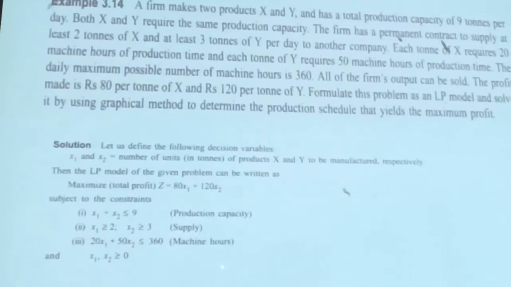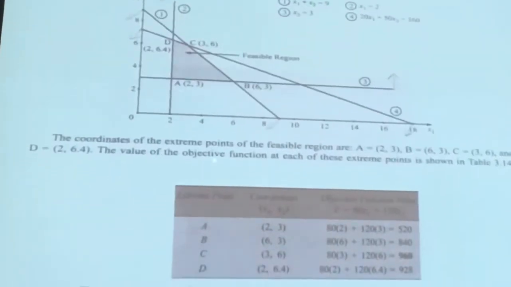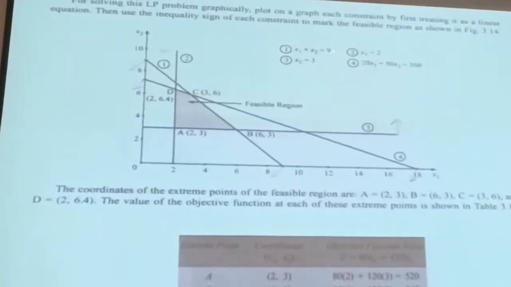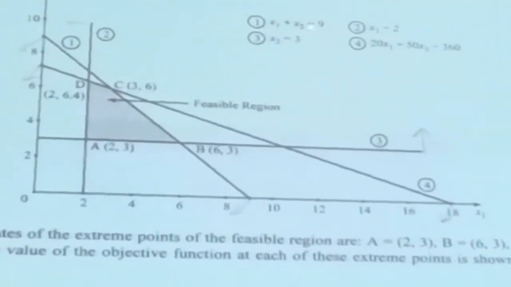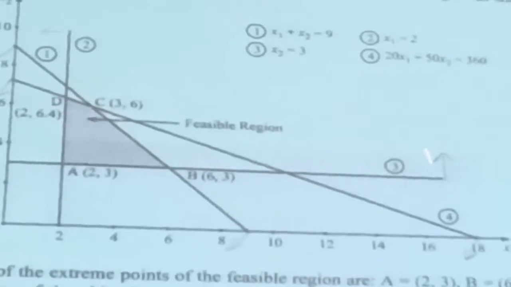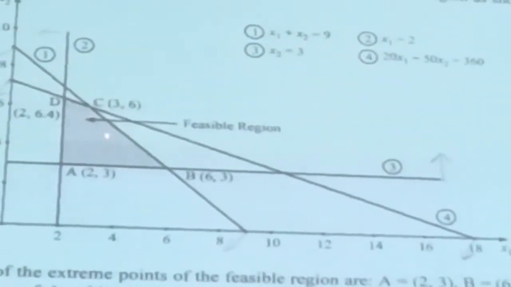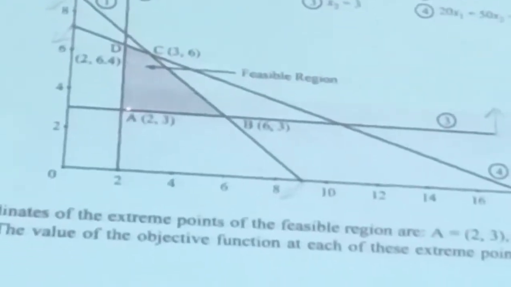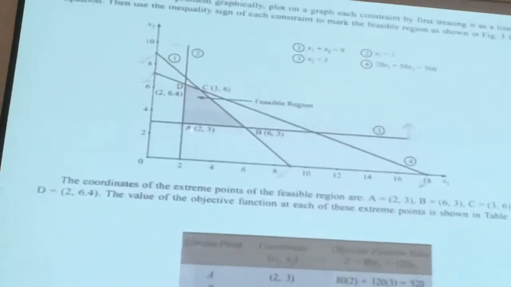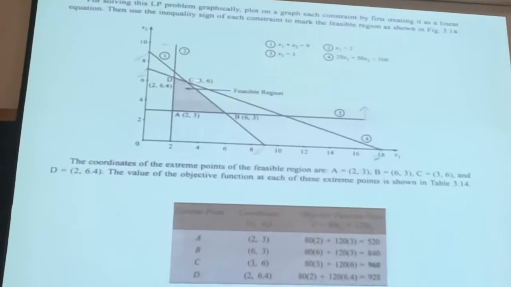Then identify the constraints. Once you identify the constraints, make the equations equal, for example x1 plus x2. It was less than, we made it equal to, and we have drawn the lines. Once you have drawn the line, identify the solution space. Once you identify the solution space, identify the corner points. Here it is A, B, C and D.